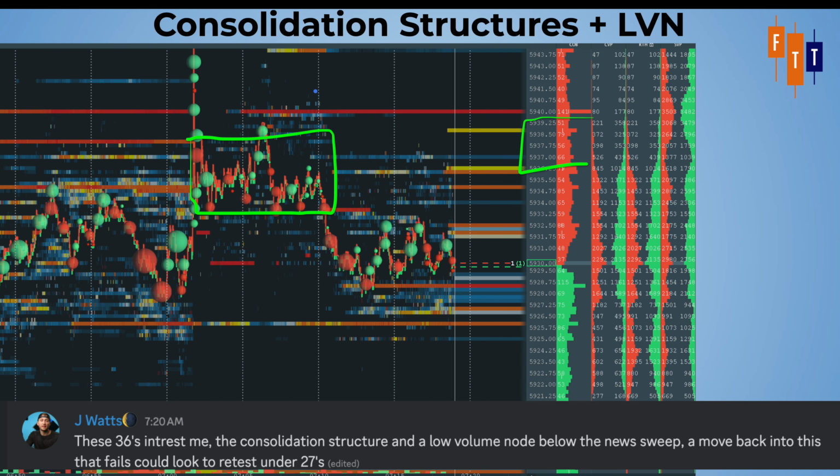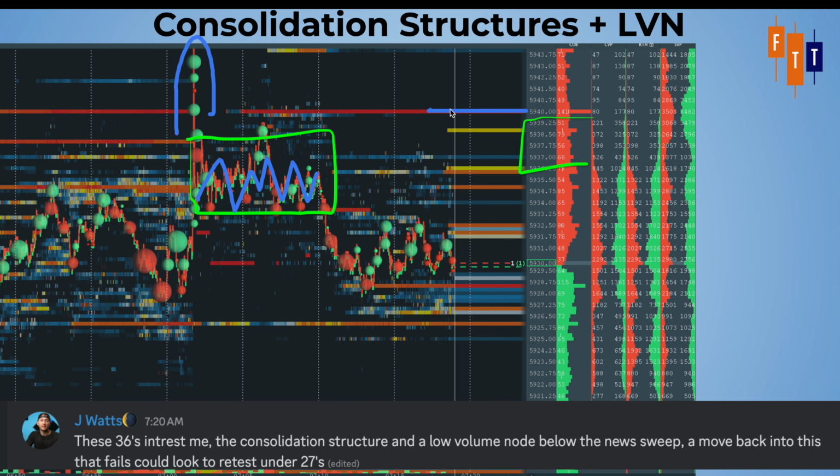And then one of the last things, which you can really see in Bookmap, is consolidation structures or low volume nodes. So this was at 720, which is right here. I'm posting before the move. These 36 interest me, the consolidation structure and a low volume node below the news sweep, and a move back into this that fails that could look to retest under 27s. So we have this consolidation structure, which is where we're just consolidating back and forth. We had this big news sweep.